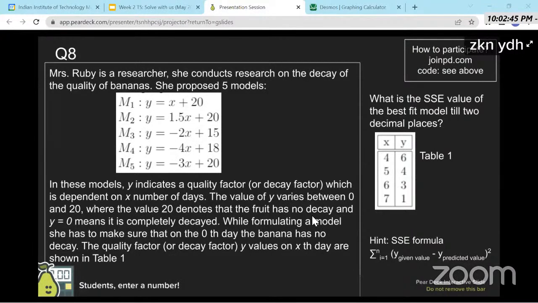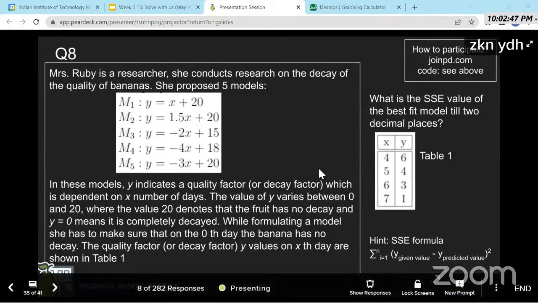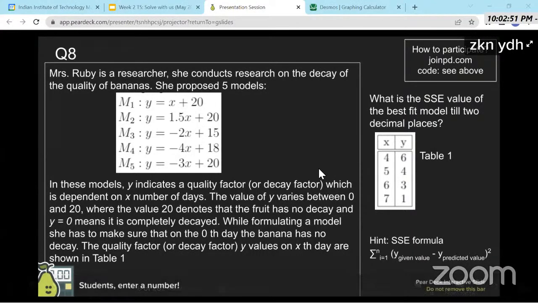Sir, I have a question on this. The more days pass, the more it will decay. So it is better to take the higher value of x, right? Higher value of x. Am I right, sir? Yes. What do you mean by higher value? Positive slope or negative slope? Positive slope. Okay, let's see whether it is going to be positive or negative.